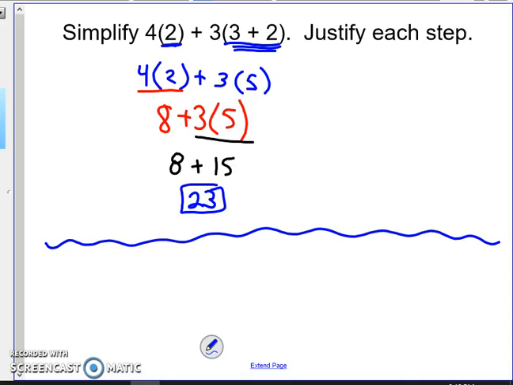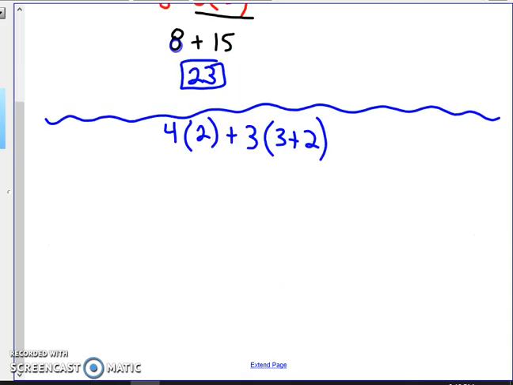It's correct, it's very efficient, it works very well, but I would like to explain that there is another option for us. I'll just rewrite the problem real quick. 4 times 2 plus 3 parentheses 3 plus 2. Now, we know that parentheses mean groups of. This is 4 groups of 2 plus 3 groups of 3 plus 2.